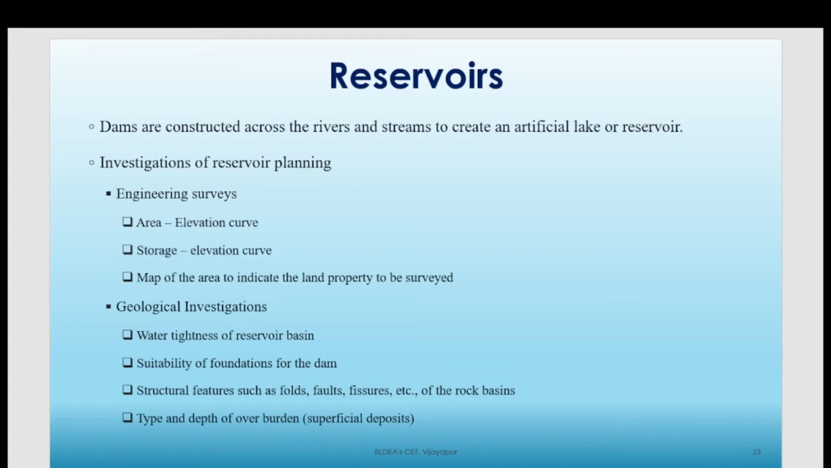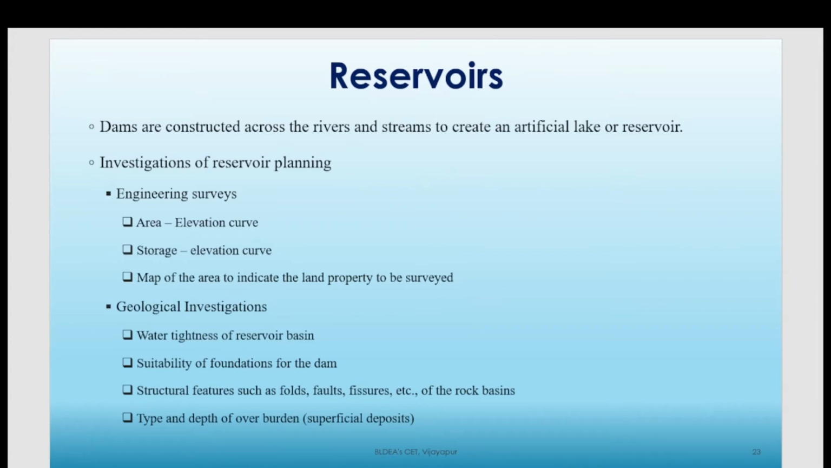Right. After understanding the reservoir, we must try to understand what investigations are to be done before we plan the construction of a reservoir. We will divide them into three groups: engineering survey, geological survey, and hydrological investigations. In the engineering survey, as an engineer, you know that we must collect some basic data of the space that we have.